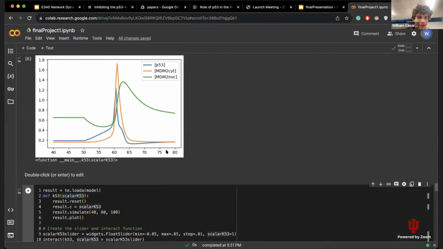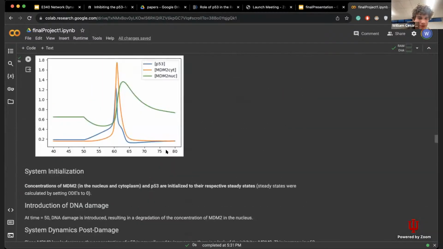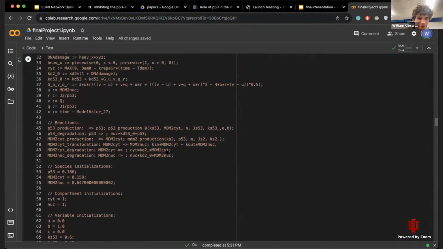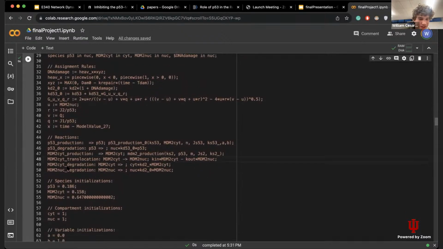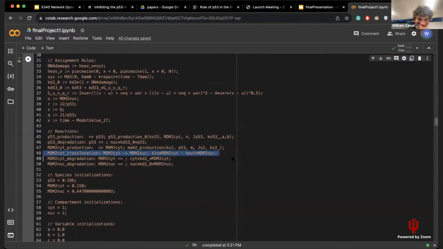The relationship between nuclear and cytoplasmic MDM2 is, yes, diffusion. I assume diffusion is going from one to the other. Right. So K out and K in are the transport rates. And so that's something you could change. You could change the K in a little bit, and that'll mean that for a given amount of material in the cytoplasm, the balance between how much is in the cytoplasm and how much is in the nucleus will change. Got it.